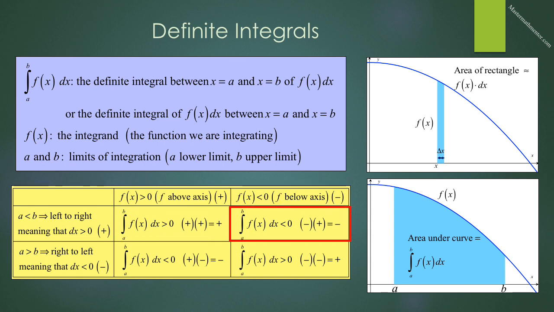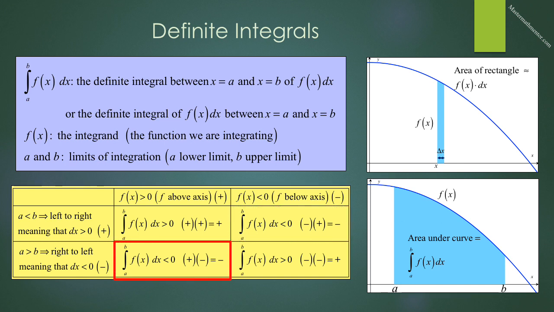Let us suppose that a is less than b, meaning that we're integrating left to right. But f of x is less than 0, meaning that f is below the axis. Therefore, our f is negative, our dx is positive, and therefore our result is negative. So in this case, the integral from a to b of f of x dx is less than 0.